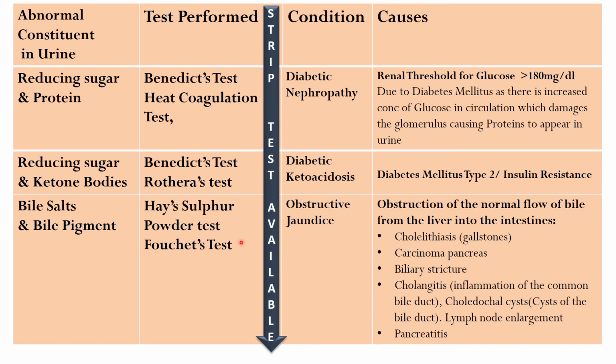So, when both these components are present, it is generally seen in obstructive jaundice. Now, the obstruction is of the normal flow of bile from the liver into the intestines. The causes of obstruction may be cholelithiasis, carcinoma of pancreas, biliary stricture, cholangitis, choledochal cysts, lymph node enlargement, and pancreatitis, to name a few.